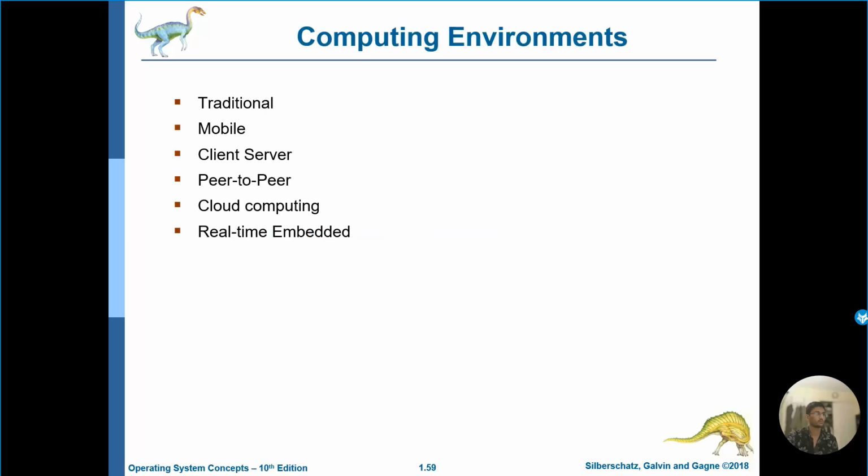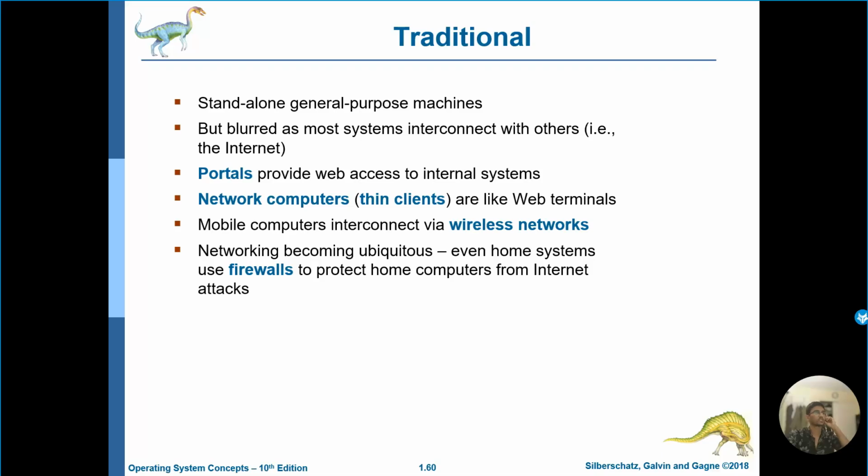Moving forward, computer system environments. We have multiple types of computing environments, like traditional, mobile, client server, peer-to-peer. Let's talk about them in detail. Traditional systems are standalone, and they connect with each other. They have portals for web access to internal systems. They're like web terminals, and they interconnect via wireless networks.